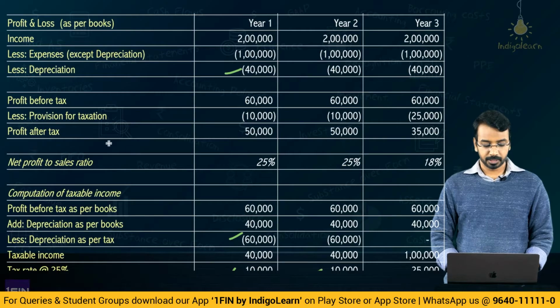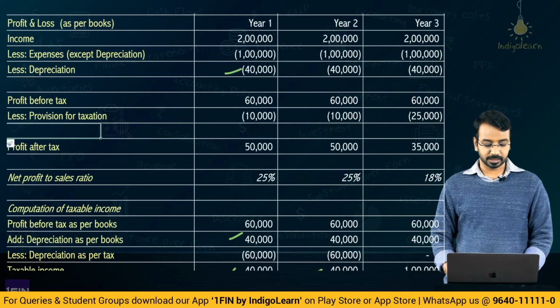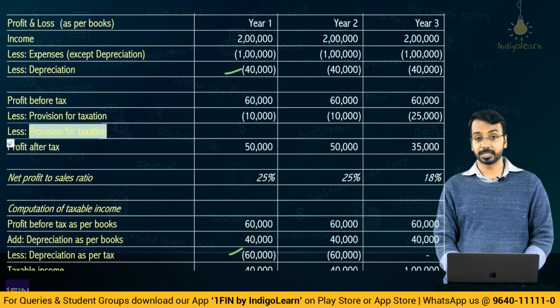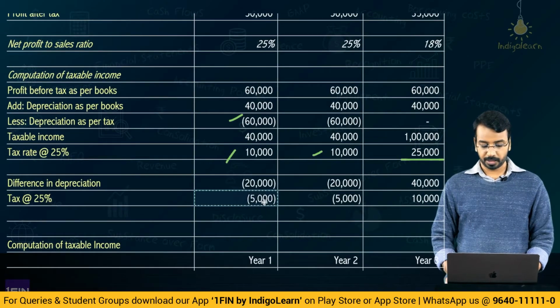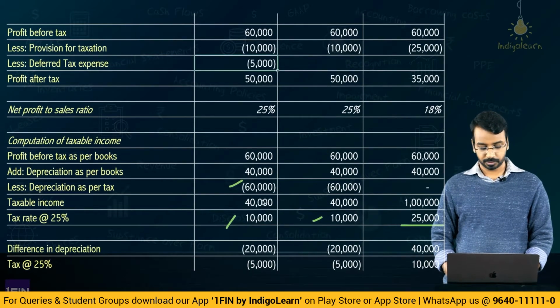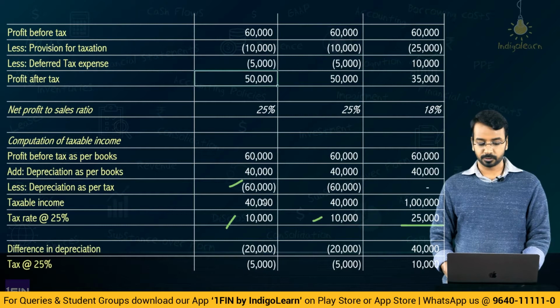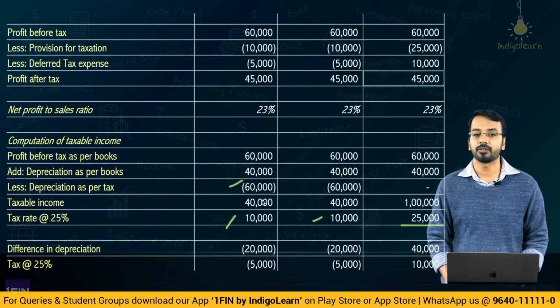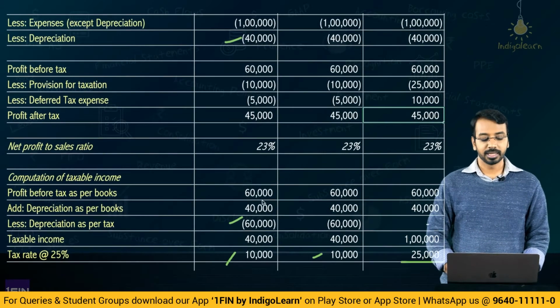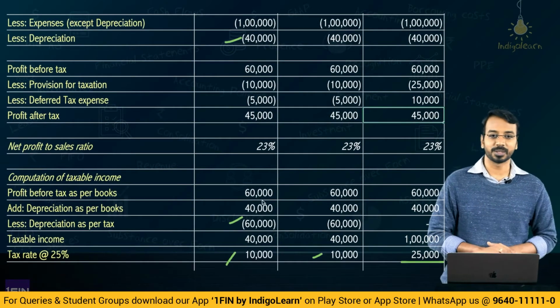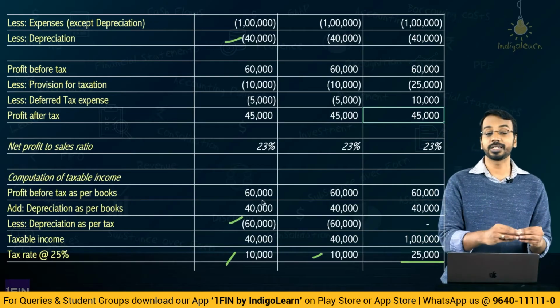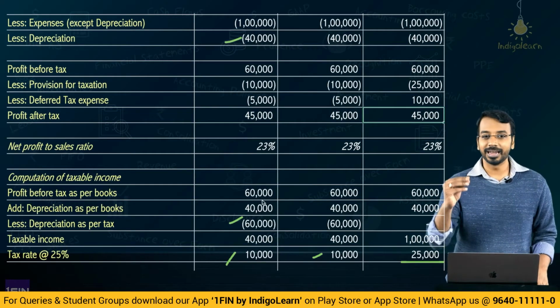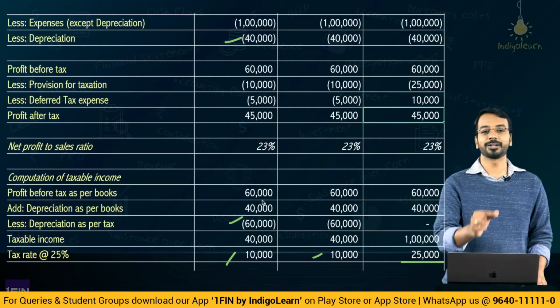So if you see here, after provision for taxes, you need to have one more provision or expense, that is deferred tax expense, which is 5,000, 5,000 and 10,000. And if you update this to include this minus 5,000, 45,000, 45,000 and 45,000, right? So by introducing a deferred tax expense concept, we have ensured that the profit is streamlined. The relevant tax expense is matched with the income of the corresponding year.